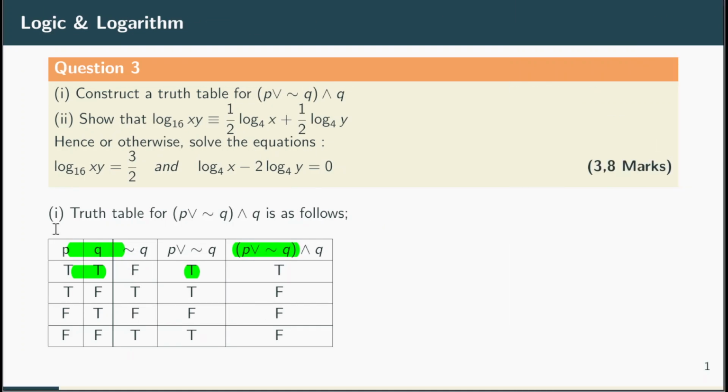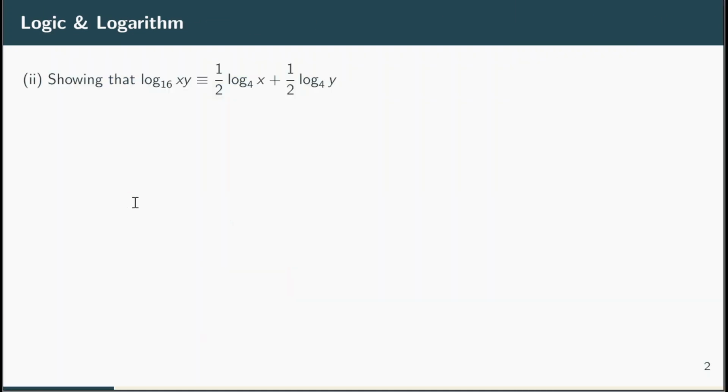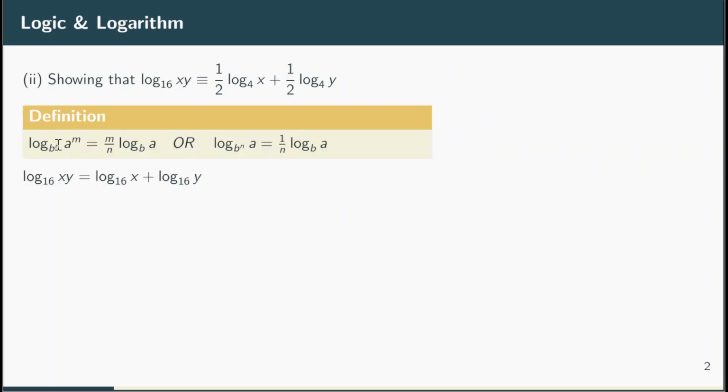So let's return and move on to the Roman 2 part of the question. We were asked to show that log to the base 16 of xy is equivalent to half log to the base 4 of x plus half log to the base 4 of y. In order to proceed, there are some laws of logarithm that we need to be aware of. So let's get some definitions.